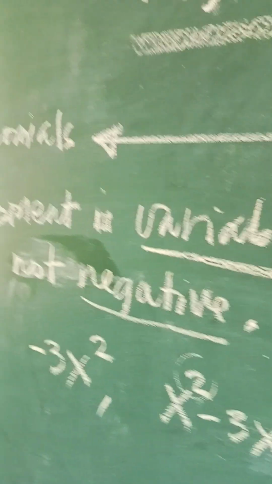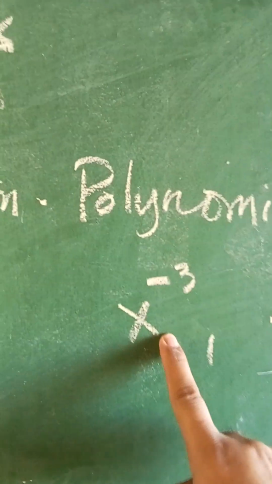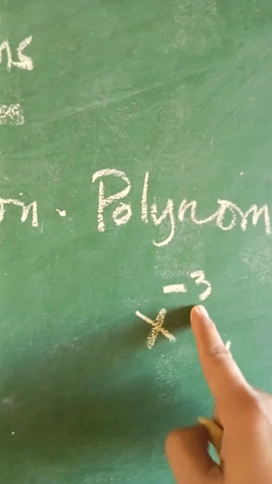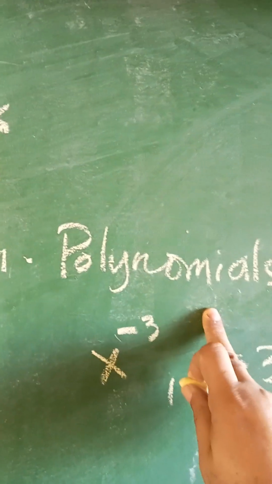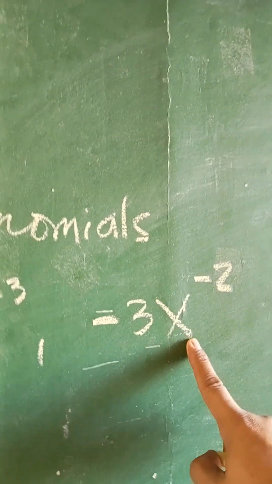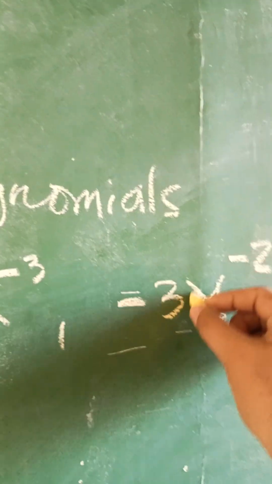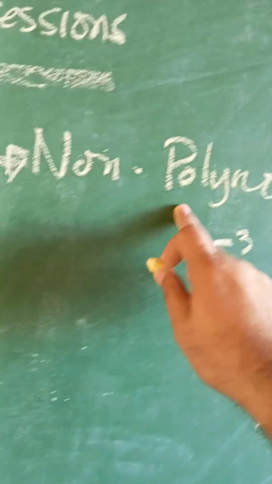So how about non-polynomial? It is the opposite of this characteristic, which is that the exponent is not negative. What will happen if the exponent is negative? For example, you have x raised to the power of negative 3. Since the exponent now is negative, it is considered a non-polynomial expression. And perhaps you may have negative 3x raised to the power of negative 2. Still the exponent of the variable is negative, so it is considered non-polynomial.